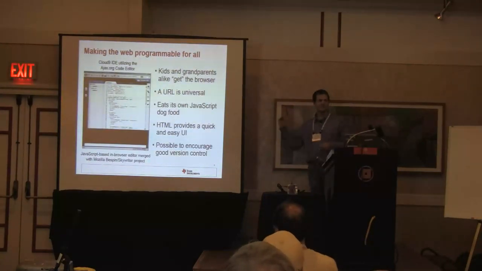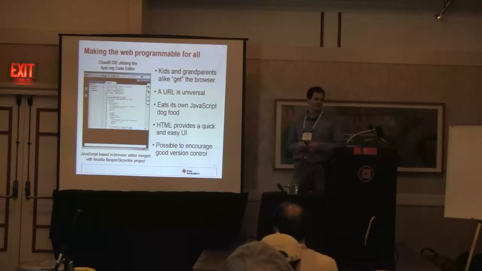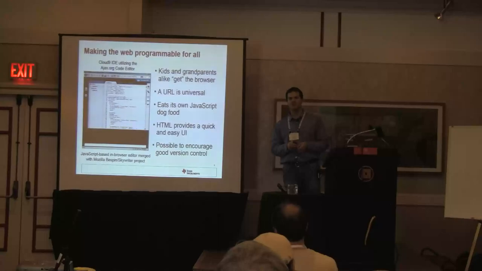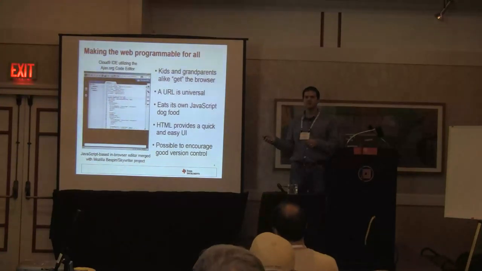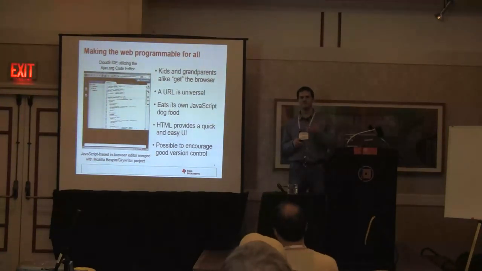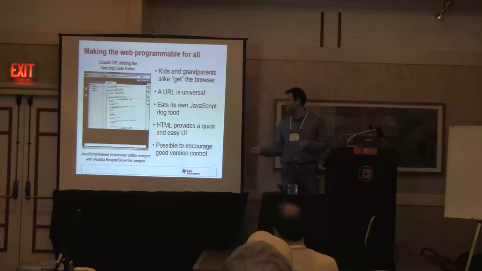And so here, the objective is to make the web programmable for all, right? What I've got is this thing called the Cloud9 IDE. It's an integrated development environment. It spun out of Mozilla's Bespin project, which became SkyWriter. Bespin and SkyWriter were both rendering in the HTML5 canvas. Well, they merged with Ajax.org's code editor, which actually renders in the DOM, so it supports older browsers.